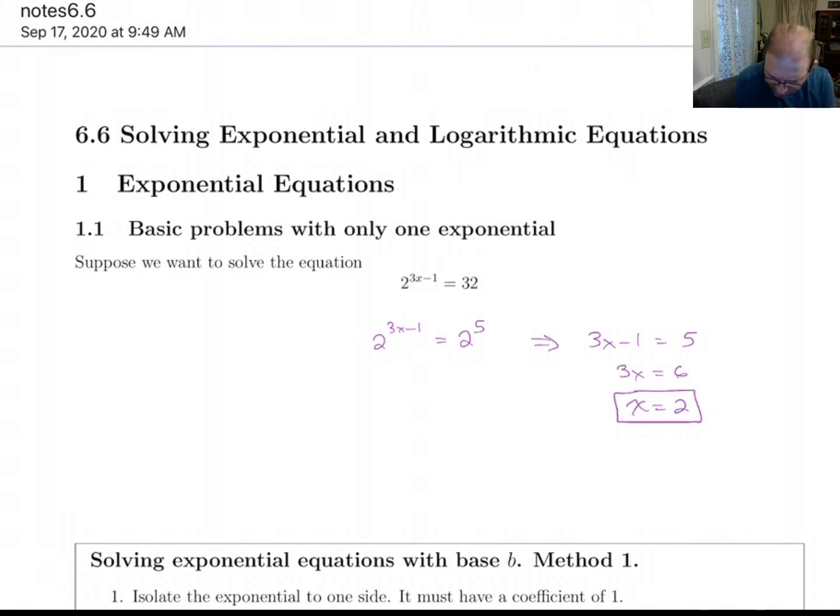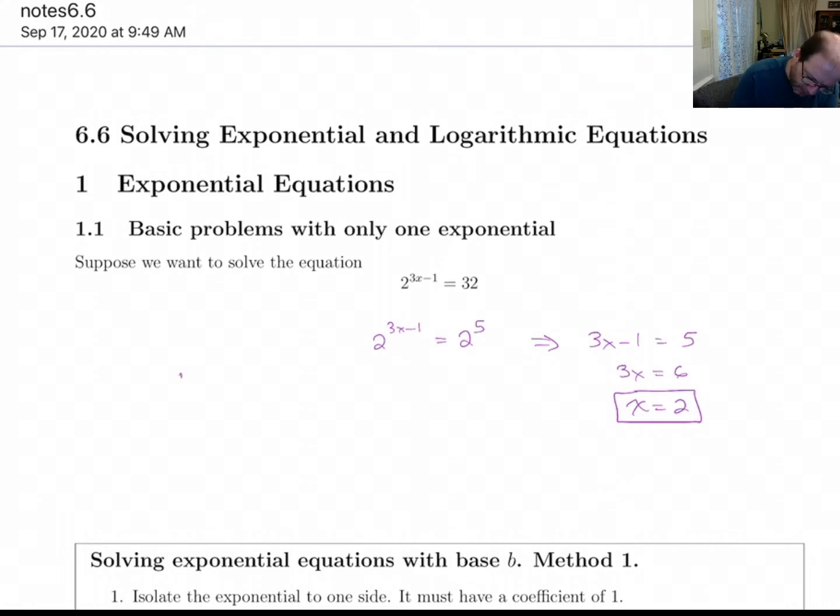Now, that worked out nicely, and we just kind of lucked out on this one really because 32 happens to be a nice power of 2. But what if it weren't? Or what if it were a power of 2 but you didn't recognize that? How would you go about doing this? Well, the other thing you could do is you could take the log of both sides.